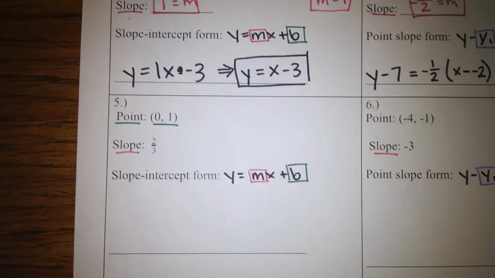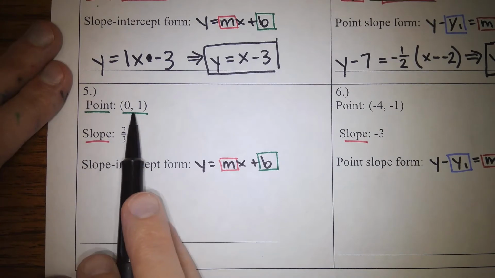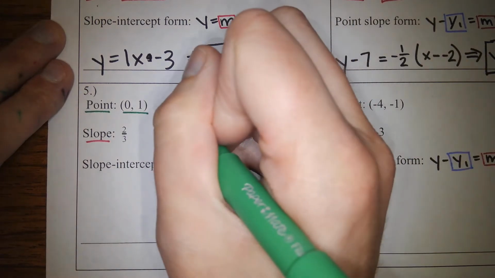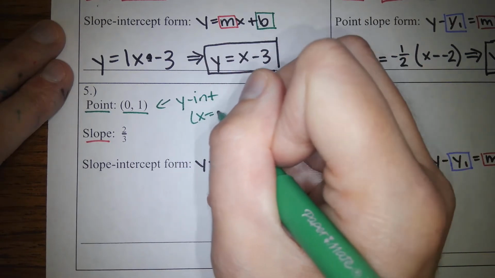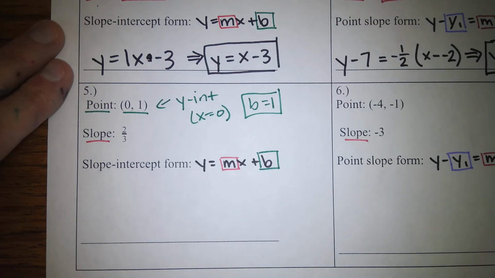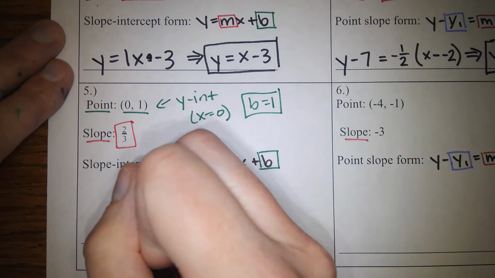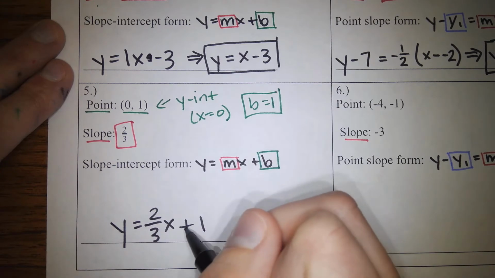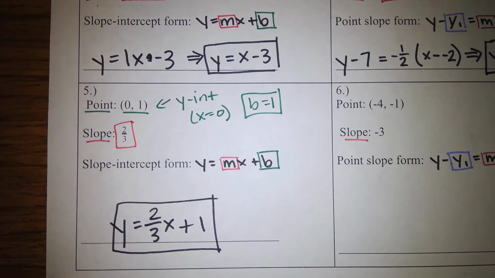All right, next we have this guy right here. This one is very nice. It gives us our point, 0, 1, which is going to be our y-intercept because x is equal to 0. So that means our b in this case is equal to 1. It gives us our slope right here, which is 2/3. So this is a super nice one. We can just say y is equal to 2/3 x plus 1. Sorry, kind of cut it off there. But y equals 2/3 x plus 1.